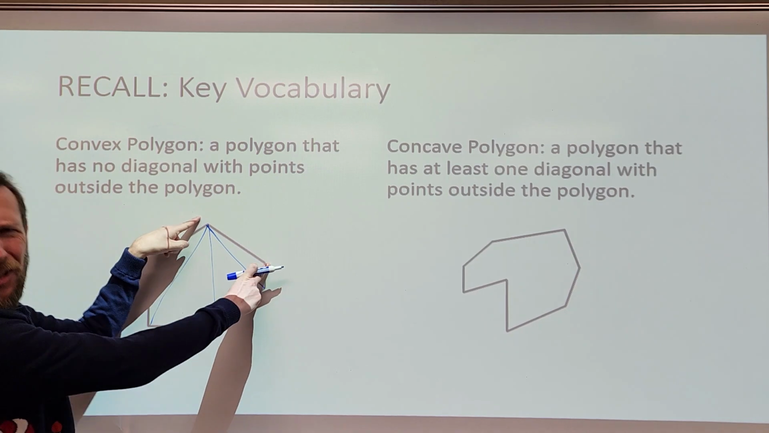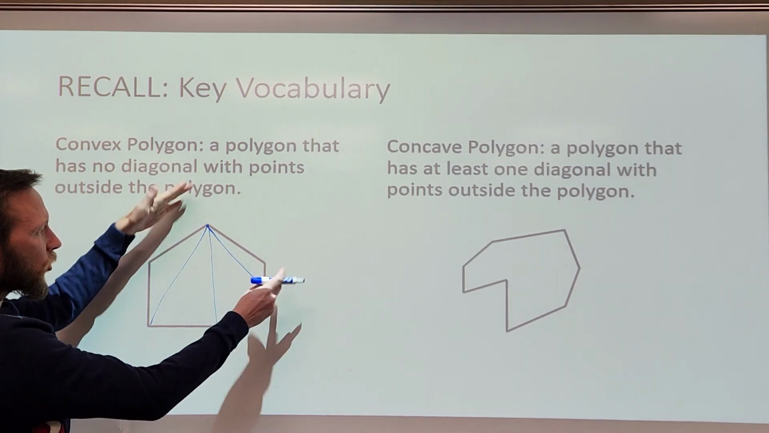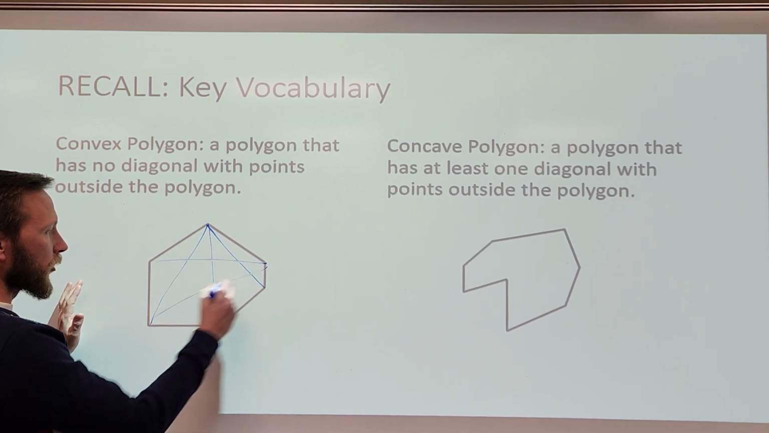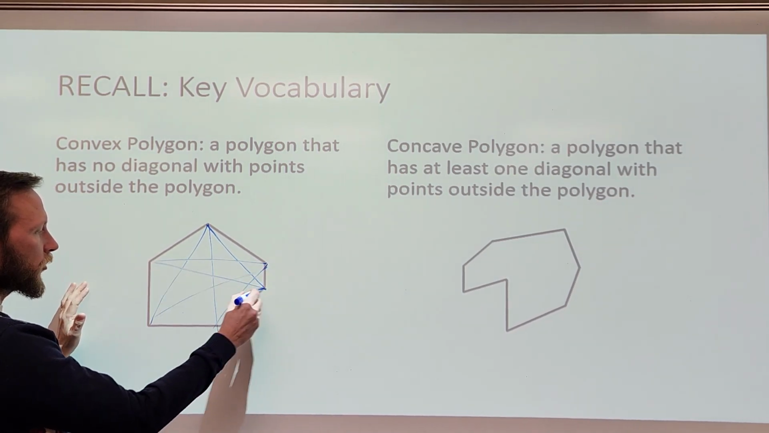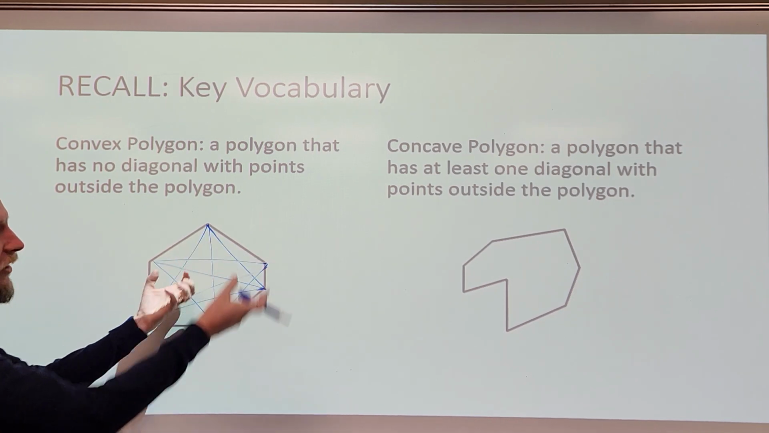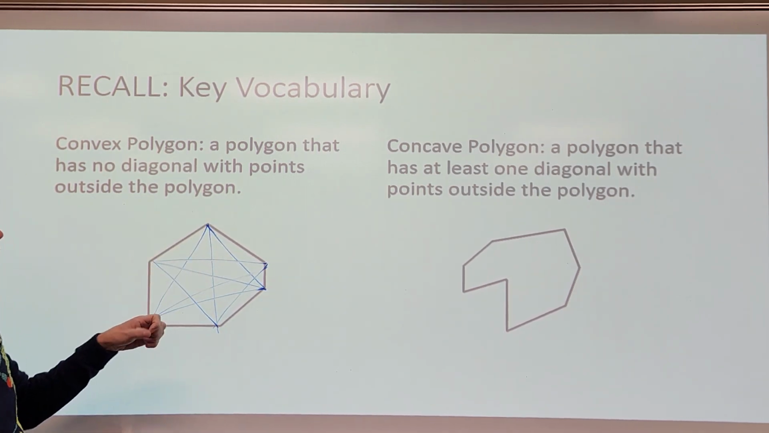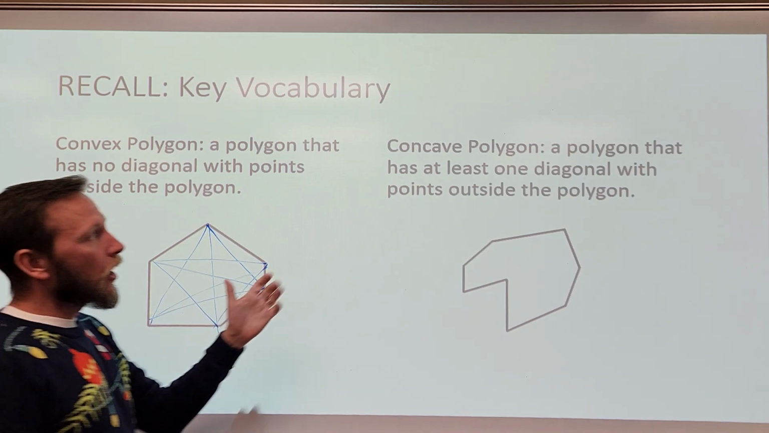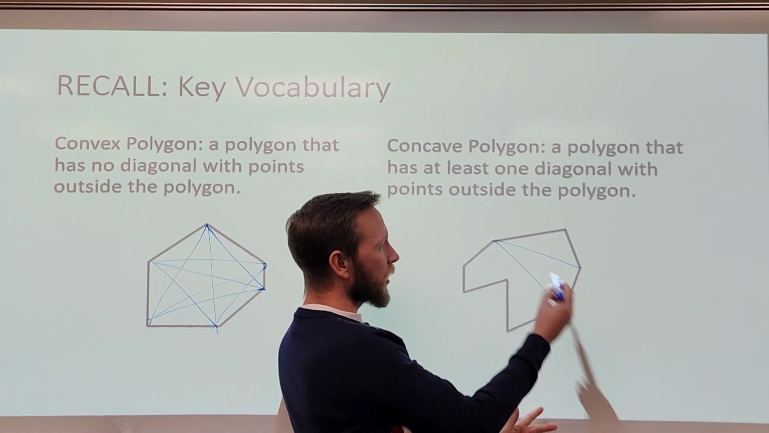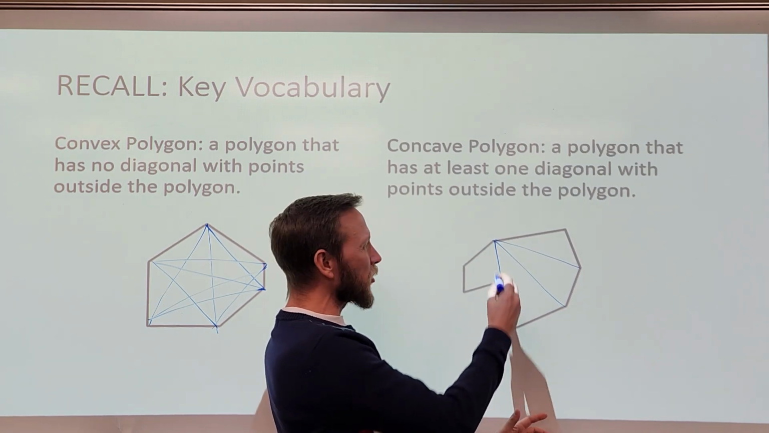Segments that connect adjacent vertices are just the sides. And so these are diagonals from this vertex, but I could also draw diagonals from that vertex. I can draw diagonals from this vertex, and from that vertex. All of these diagonals are inside of the polygon. This is convex. If I were to draw diagonals in this polygon, okay, those are inside, but then this one goes outside.